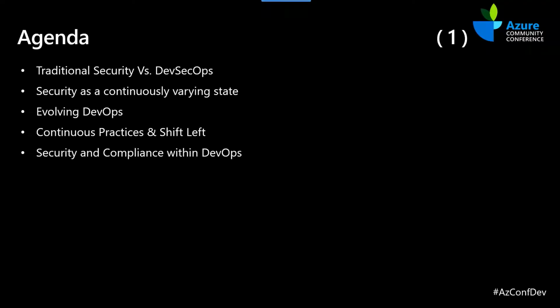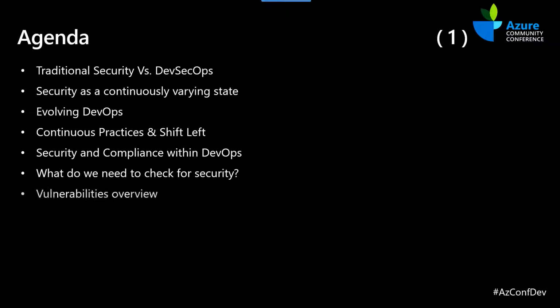Then we will talk about security and compliance within DevOps. Then after that, we will understand what we need to check for security. So this will answer the question, what? Then we will have an introduction about vulnerabilities overview. Then we will answer the question how to check for security. After we understand what the vulnerabilities are, we will understand how we can achieve that. Then after that, we will take an overview about OWASP or Open Web Application Security Project and understand what products they produced and get more information about them.